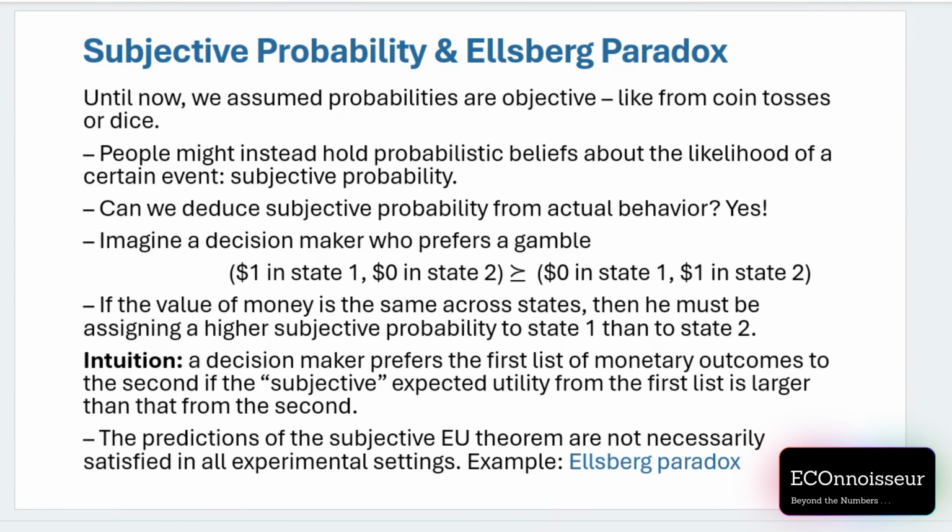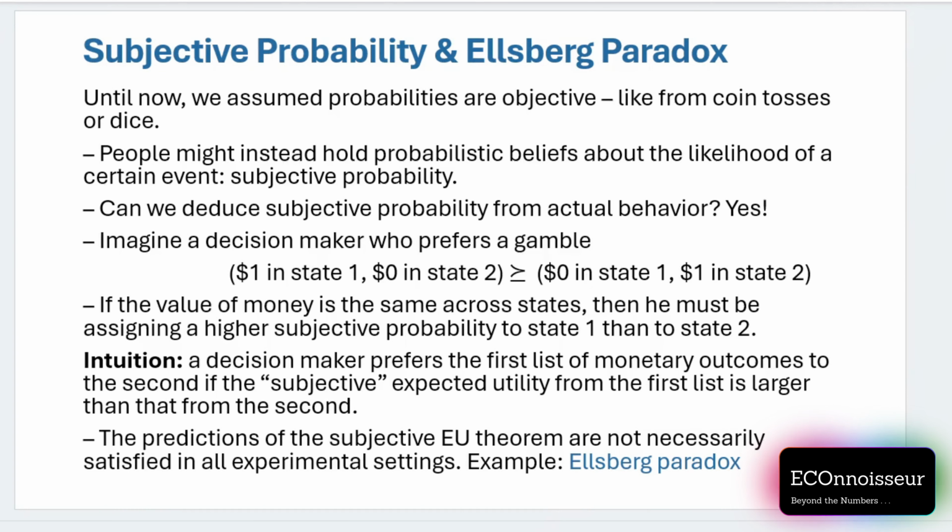Subjective probability and the Ellsberg paradox. Until now, we assumed probabilities are objective, like from coin tosses or dice. But people might instead hold probabilistic beliefs about the likelihood of a certain event. That is the subjective probability.